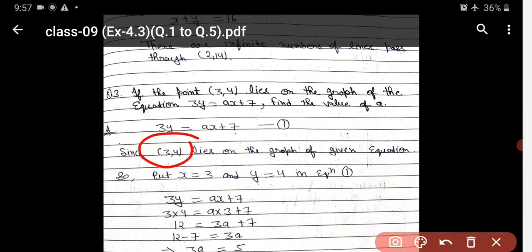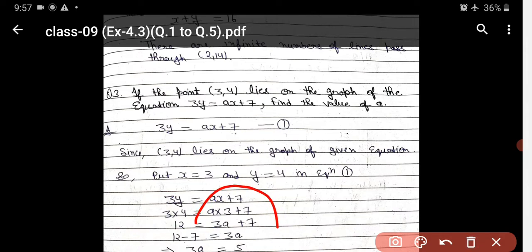So for (3, 4), in place of x put 3, in place of y put 4. Now just calculate. 3y = a + 7x, in place of y you put 4, in place of x you put 3. Now just do simple calculation. 3 fours are 12, 3 into a is 3a, plus 7.